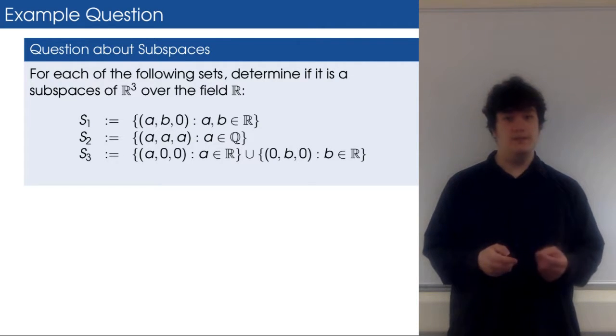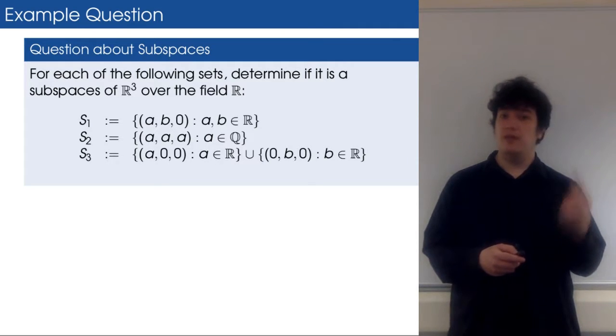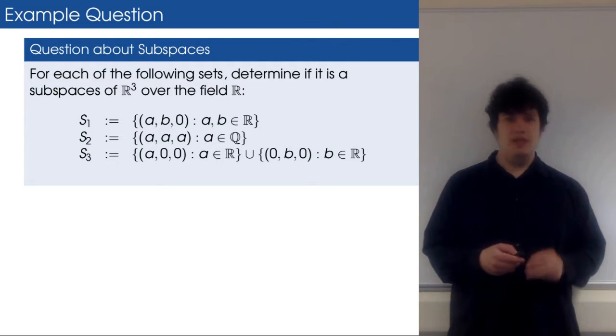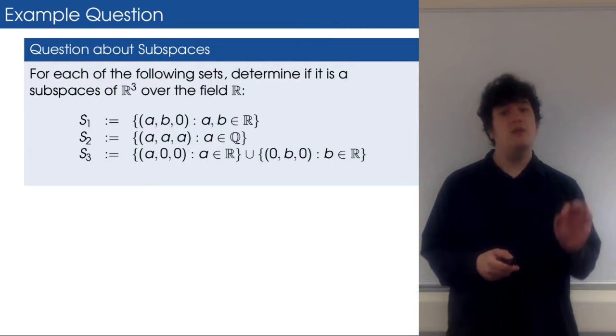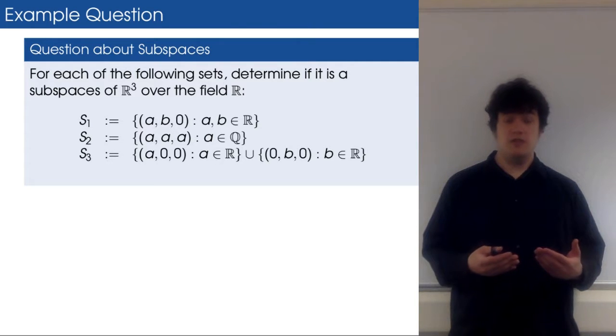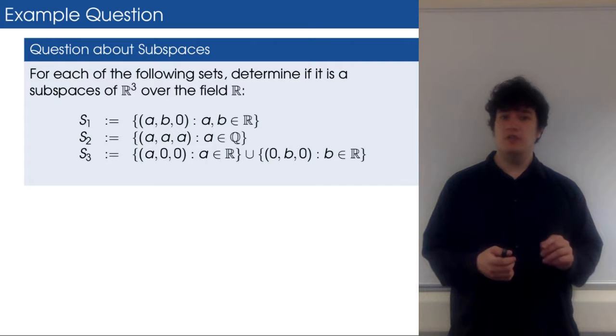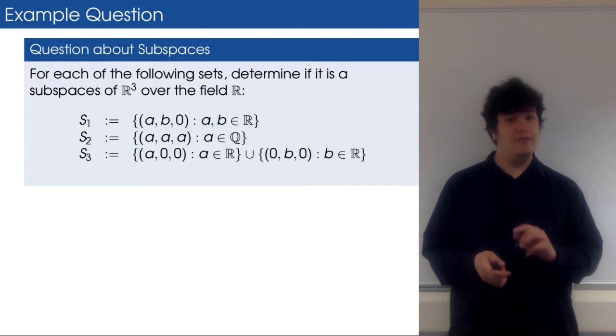So we have S1, which is the set where the first coordinate can be anything, the second coordinate can be anything, and the third coordinate must be 0. In S2, all three coordinates have to be the same, but they have to be the same rational number. And in S3, we're looking at the union of two sets, one where everything's 0 apart from the first coordinate, and the other one, everything's 0 apart from the second coordinate.